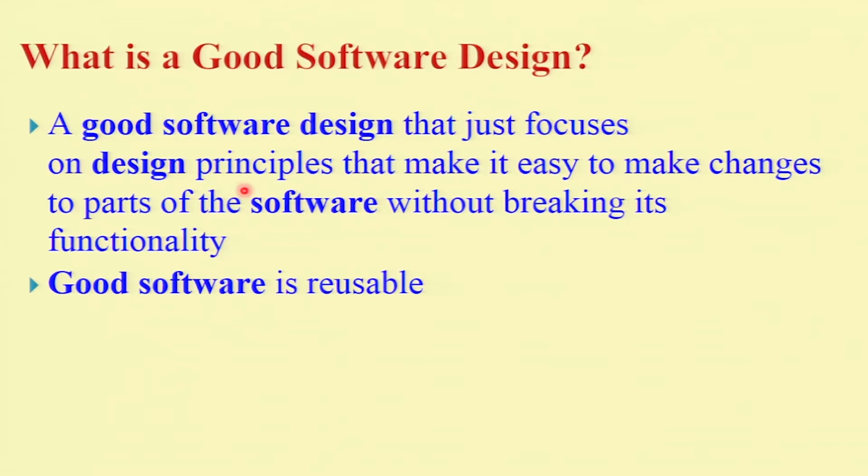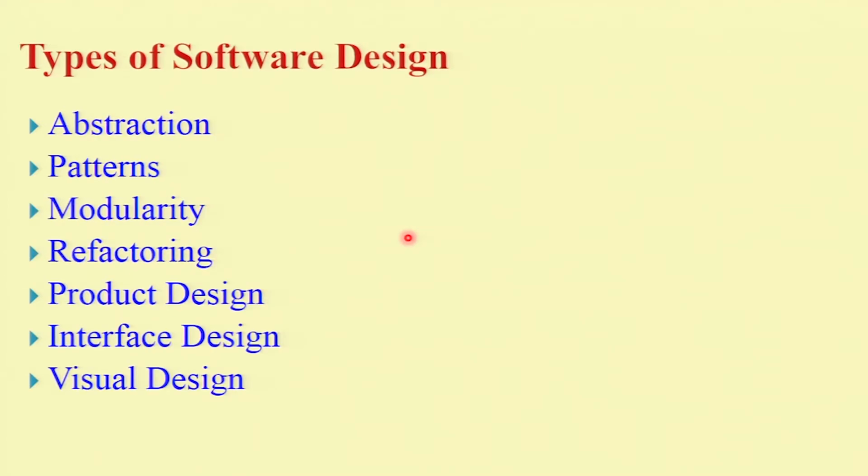A good software design just focuses on design principles that make it easy to make changes to parts of the software without breaking its functionalities. A good software should be reusable. Now, let us see the types of software design. There are several different types of software design. They are abstraction, pattern, modularity, refactoring, product design, interface design, and visual design.